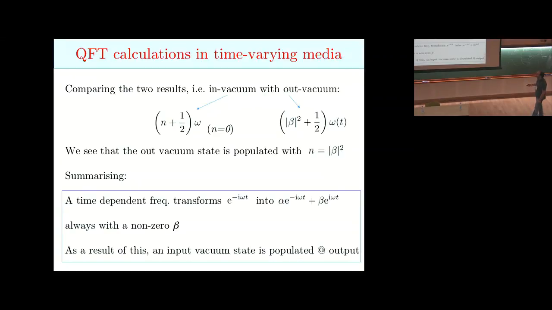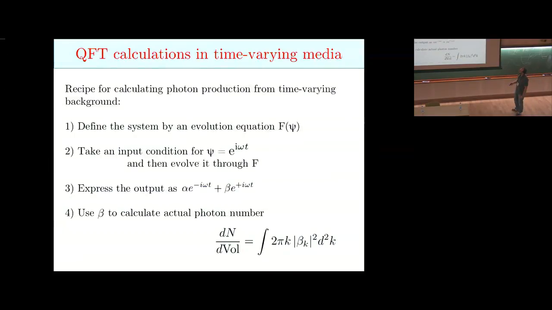Okay, so summarizing, a time-dependent frequency transforms my forward positive frequency mode into a combination of positive and negative frequency modes. I always have a non-zero beta, so I always end up populating my negative frequency modes. And as a result of this, an input vacuum state ends up being populated or excited at the output state. Okay, so this is like the standard trick and approach used in QFT, yes?